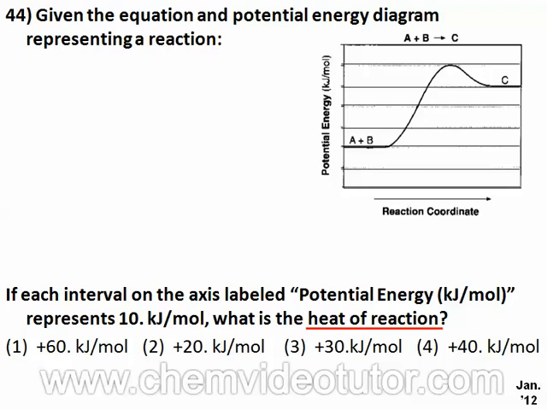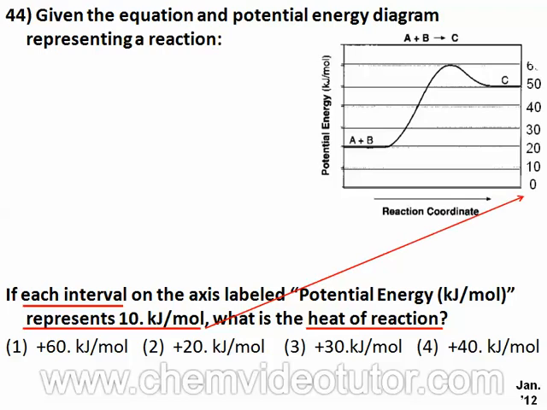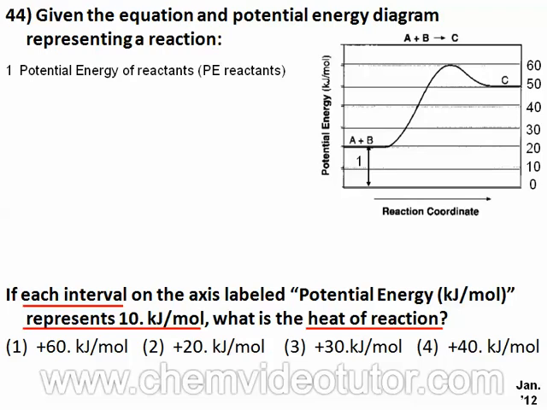First, we need to recognize that each interval represents 10 kilojoules per mole, so let's put this scale on this side beginning with 0. A and B represent the reactants of this reaction, so we can label arrow number 1 the potential energy of the reactants. Because the arrow starts at 0 and ends at 20 kJ per mole, that is the potential energy of the reactants.